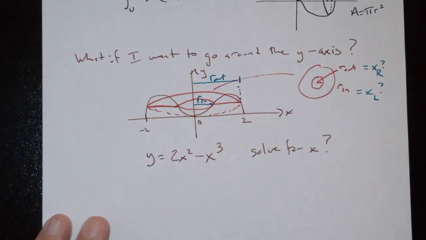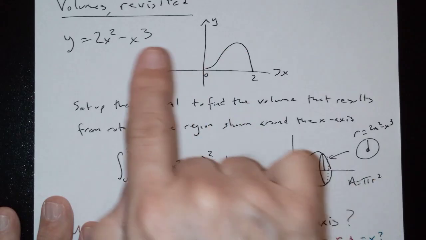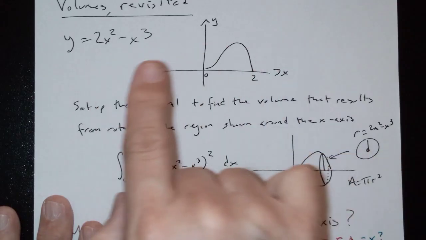I've only drawn one slice, but let's picture what this shape really looks like. I'm going to go back up. We have this curve, and we're spinning around this way, right?